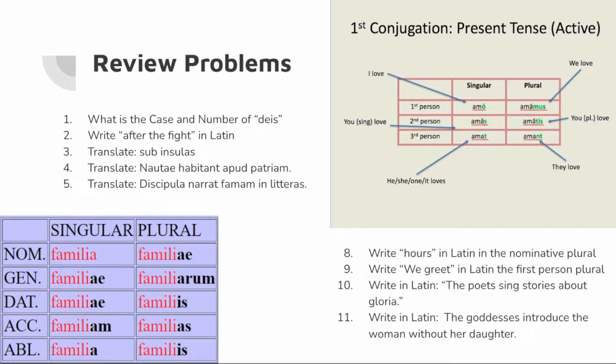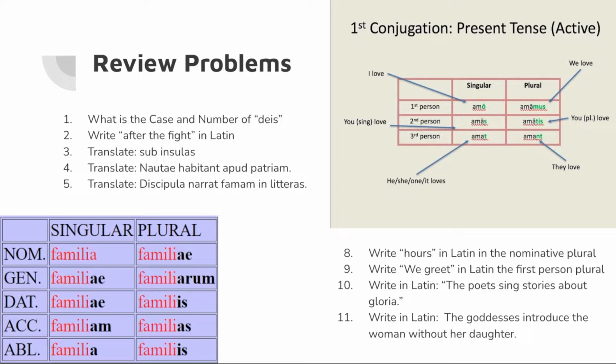And then about is de, and de always takes an ablative. Ablative is the same thing: gloria is the same as gloria. So it would be de gloria. So poetae cantant fabulas de gloria. And that's how you translate number 10.